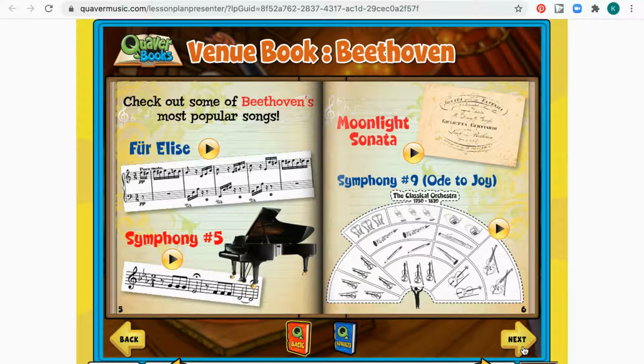So let's listen to Für Elise, Moonlight Sonata, and Symphony No. 5. We'll listen to parts of those. And I do want to point out that all of these songs should be at least semi-recognizable because they are extremely famous. So let's try Für Elise.